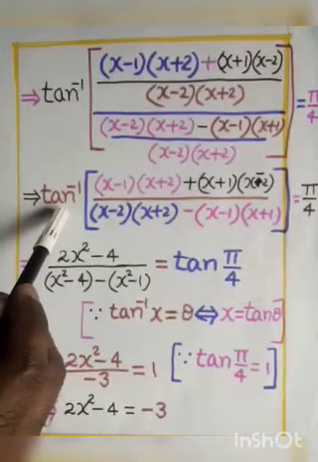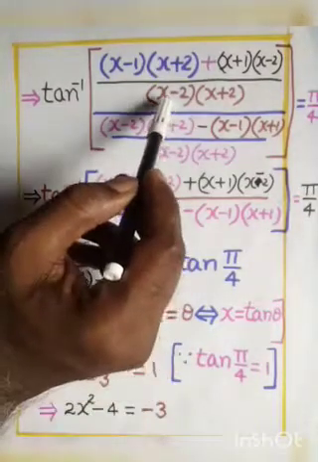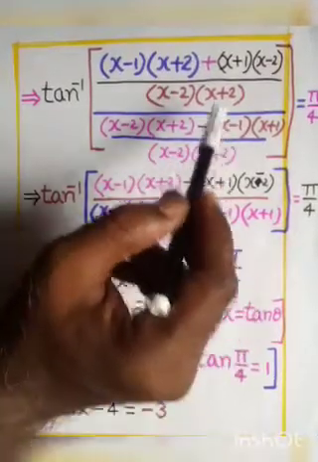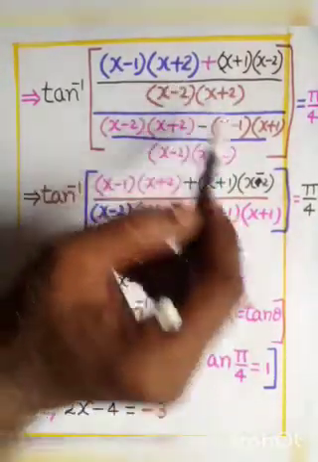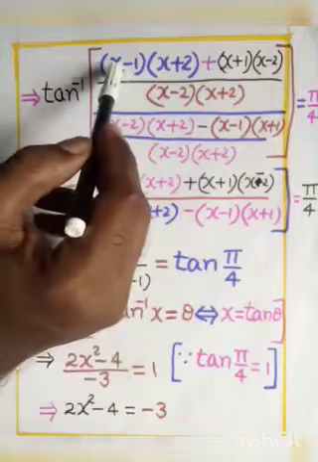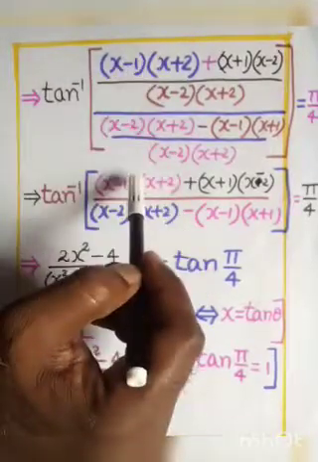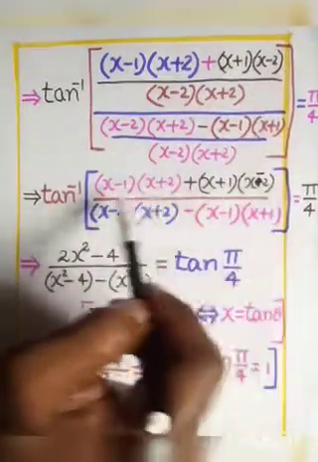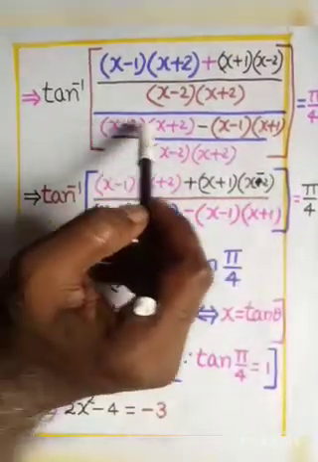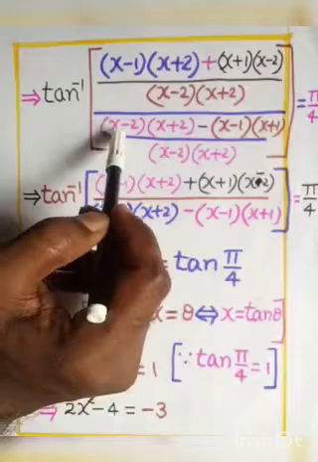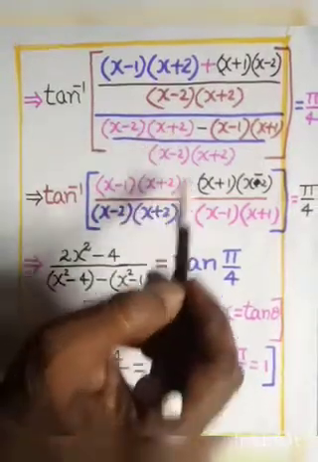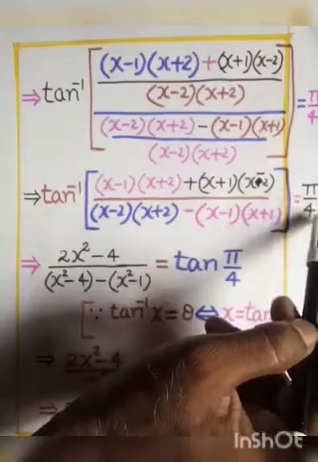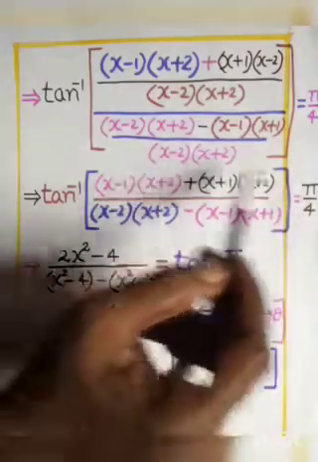This implies tan inverse of, here (x minus 1) into (x plus 2), here also (x minus 2) into (x plus 2). By striking out these two factors, we get here numerator part (x minus 1) into (x plus 2) plus (x plus 1) into (x minus 2), whole divided by, you get this part as a denominator, (x minus 2) into (x plus 2) minus (x minus 1) into (x plus 1), is equal to pi by 4. Understood this step, my dear children?